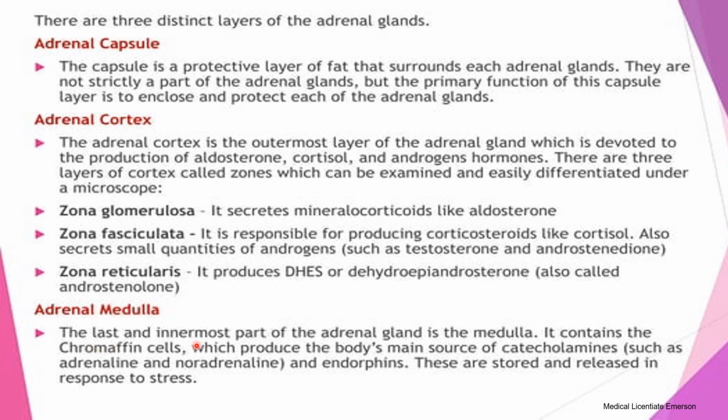Then lastly, you have the last layer of the adrenal gland, which is the adrenal medulla. The innermost part of the adrenal gland is the medulla. It contains the chromaffin cells, which produce the body's main source of catecholamines, such as adrenaline and noradrenaline. These are stored and released in response to stress. The other name for adrenaline is epinephrine. Then the other name for noradrenaline is norepinephrine.